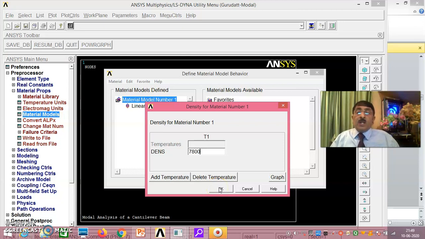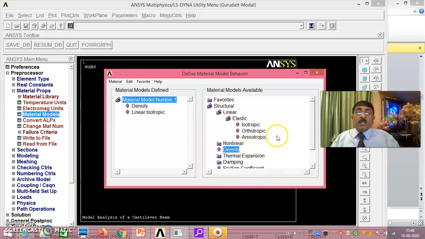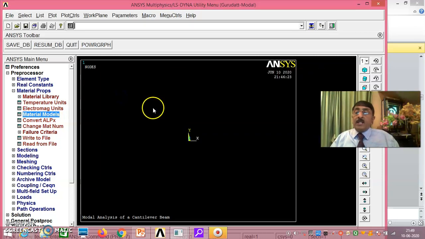If it is in mm, you have to convert it into 10 to the power of minus 9 and all that. Don't worry, we are doing the model in meter only. So 7,800 is okay. Just say okay. Now this has been done. You have fed the material properties. Then you just say material exit.